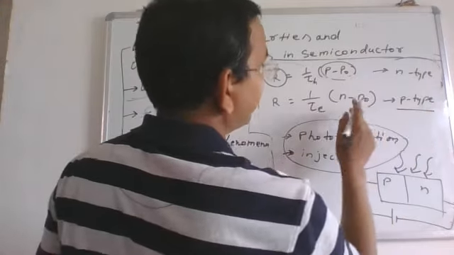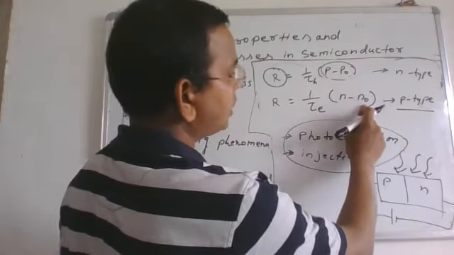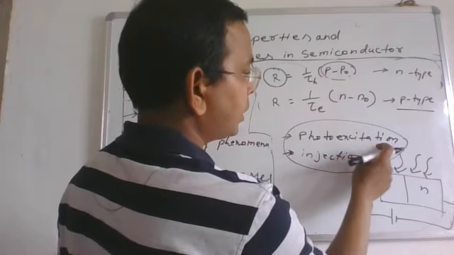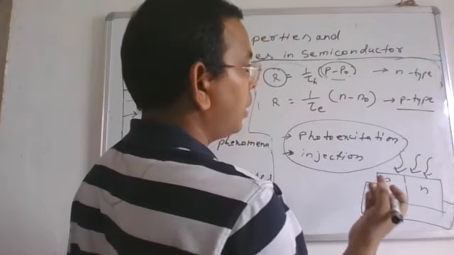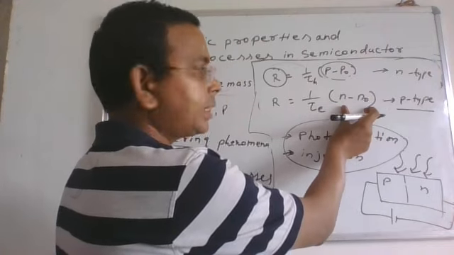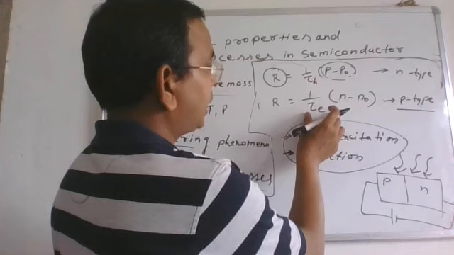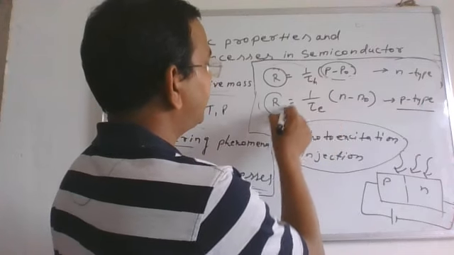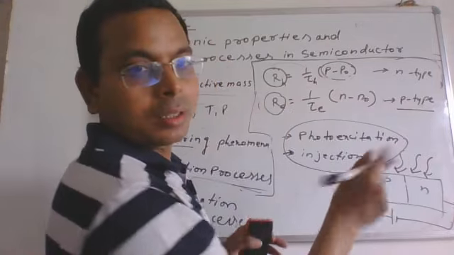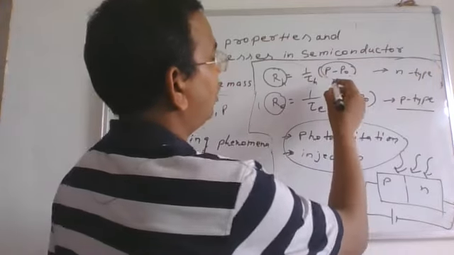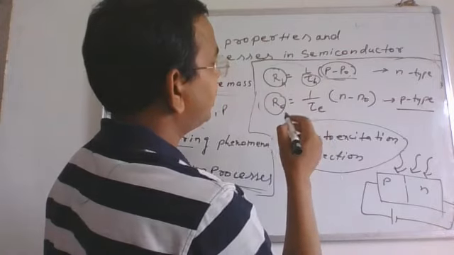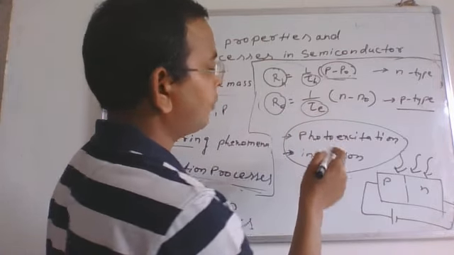Similarly, in a p-type semiconductor, n is the minority carrier. Suppose n naught is the minority carrier concentration before photoexcitation, and when photoexcitation was done, some amount of minority carriers n is generated. So this is the excess of minority carriers generated, and when this is divided by the time constant tau e, it gives the recombination rate for electrons. So this is the electron recombination rate, this is the hole recombination rate, and both depend on the excess minority carrier concentration. Tau h is the recombination time for holes, and tau e is the recombination time for electrons.